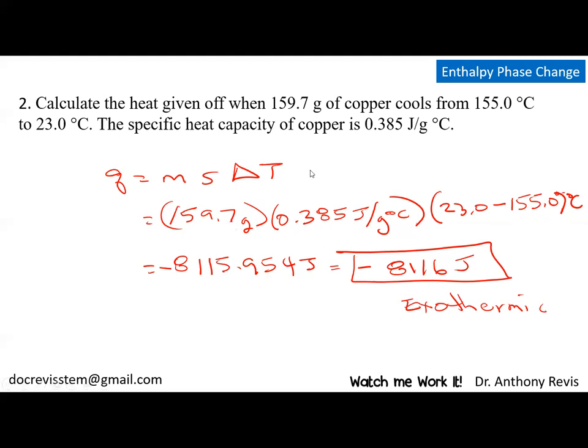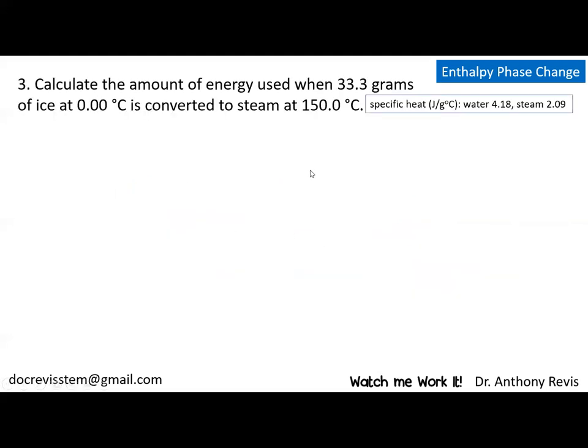Now the next one's going to be a bit longer. All right. Calculate the amount of energy used when 33.3 grams of ice at 0 C is converted to steam at 150 degrees C. So when we do that, we have to go through a few phases to get there. All right. So we're going to do this in different steps, and each step requires its own formula. So let's keep that in mind.